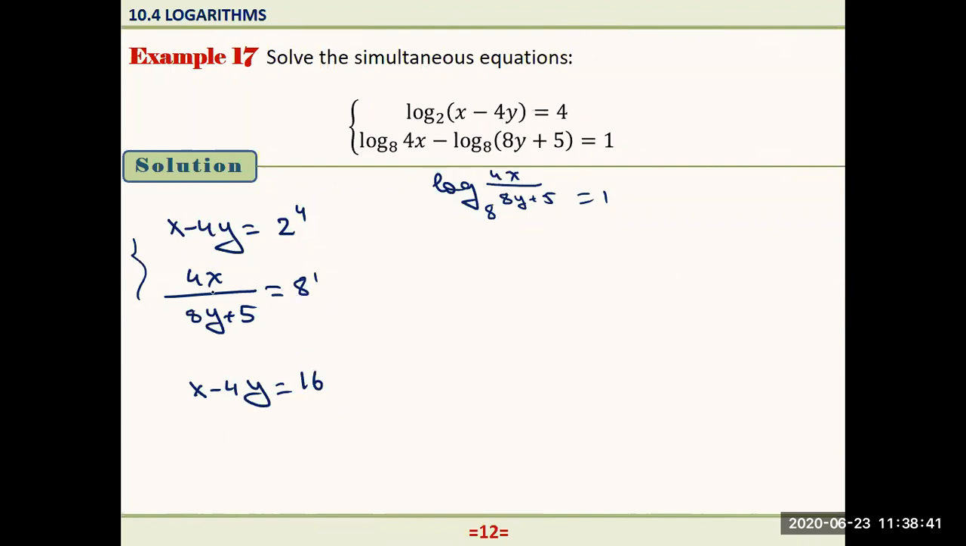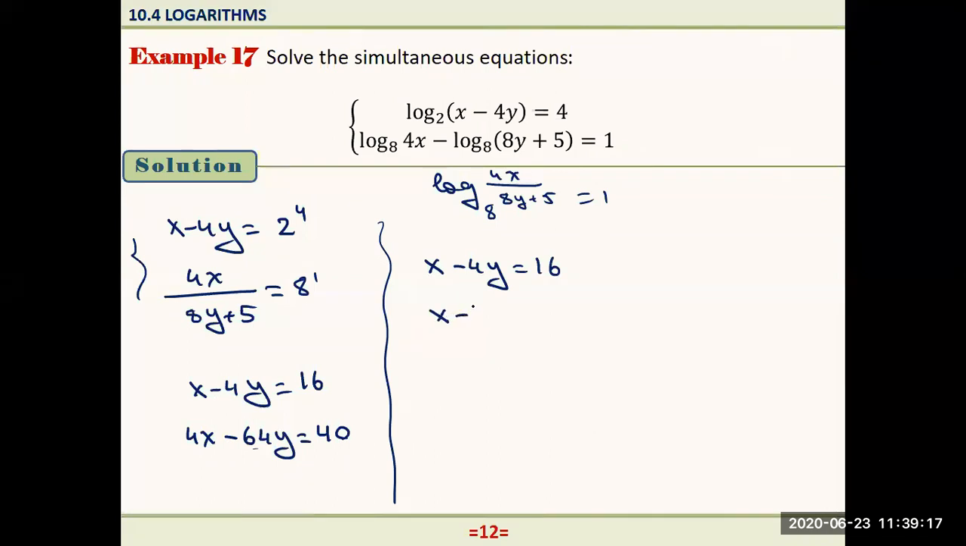If you cross multiply and take to the left-hand side, here we have 4x, 8 times 8y is 64y, taken to the left-hand side, minus 64y. On the right-hand side, 8 times 5, here we have 40. Now, how can we solve this? As you see, all these numbers are divisible by 4, and after that we can just subtract them. I can eliminate x, get the value of y, and substitute to get the value of x. So I can rewrite these equations. x minus 4y is equal to 16. Divide both sides by 4: x minus 16y is equal to 10.